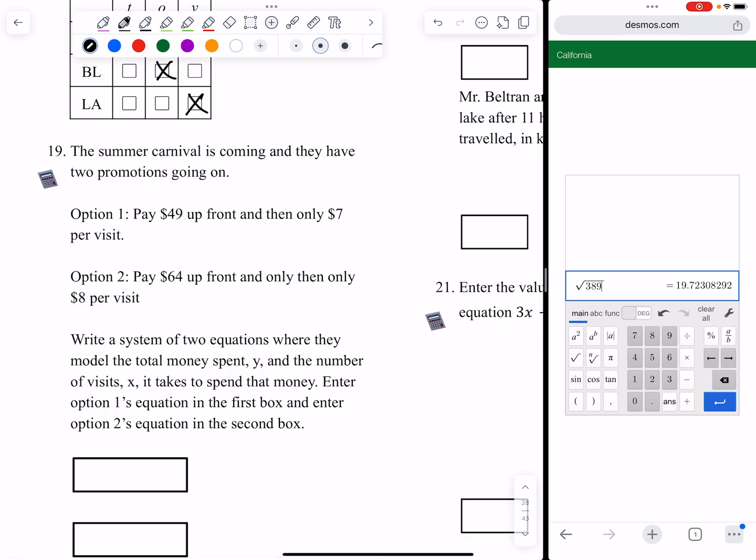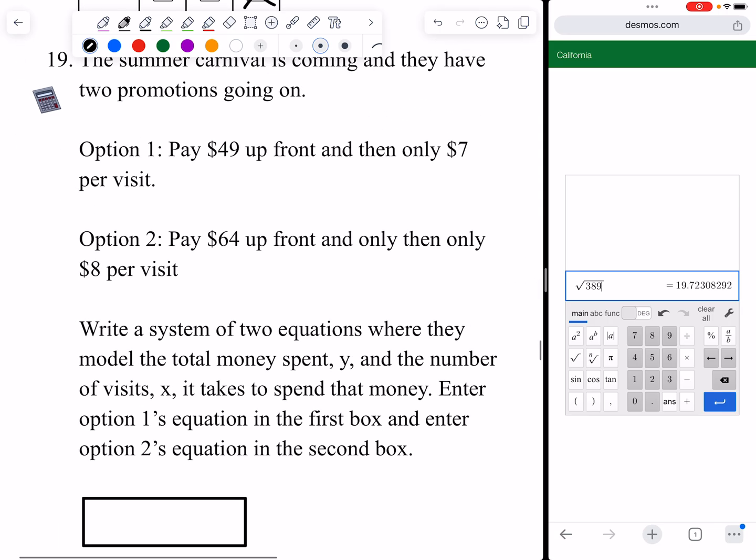Okay, next one. The Summer Carnival is coming up, and they have 2 promotions going on. Pay $49 up front. And again, my favorite equation, right? Write a system of 2 equations. Y equals mx plus b. The thing that makes it easier, m is your rate.